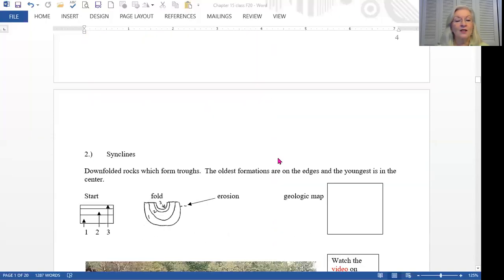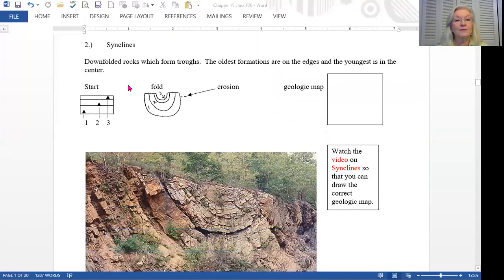Let's go the other direction and look at a syncline. For a syncline, again, we start out with layers 1, 2, and 3, old on the bottom, young on the top. It sinks down. You push in from each side and now it looks kind of like a gutter or a taco, if you will. So it sinks down. If we erode away, we still have 3 different kinds of rock visible. To draw the map, you need to look at the separate video on synclines because you will be expected to know how to draw the geologic map for a syncline.